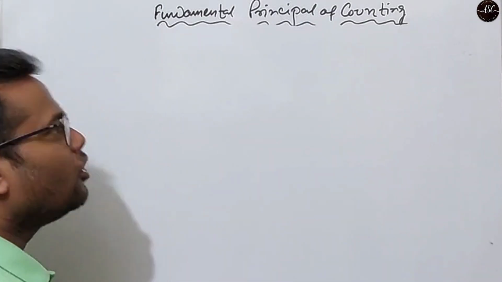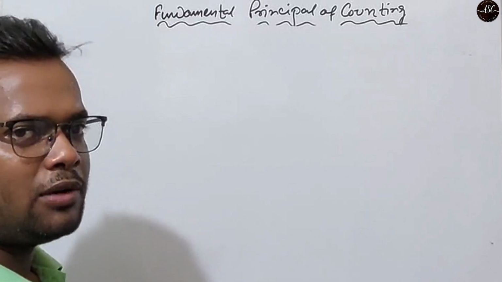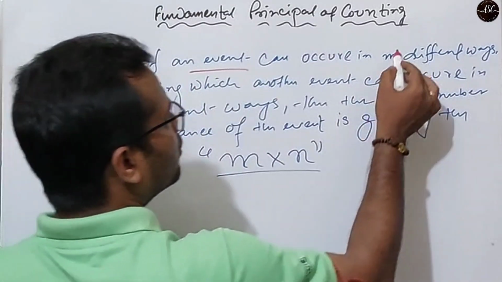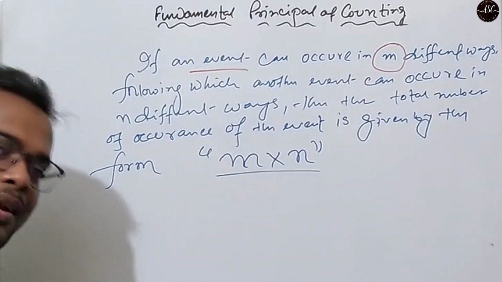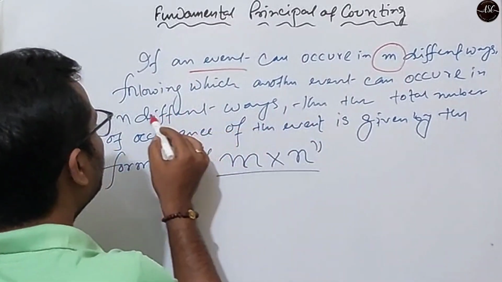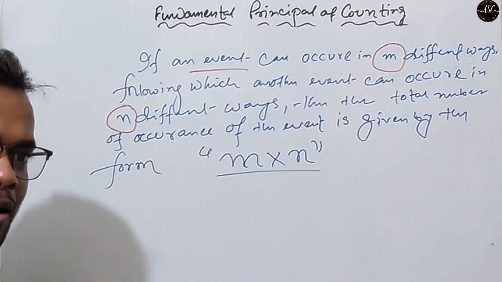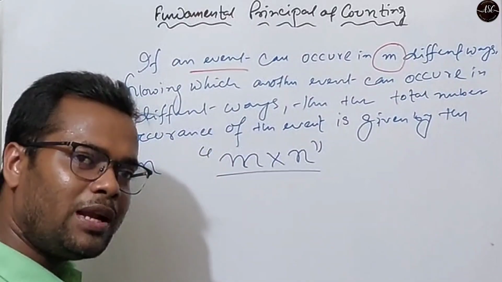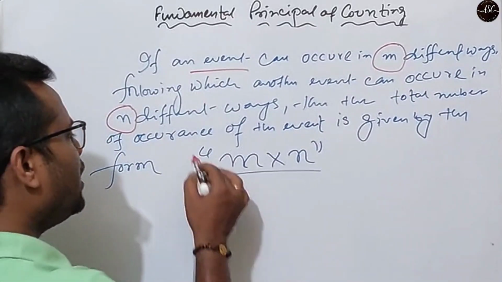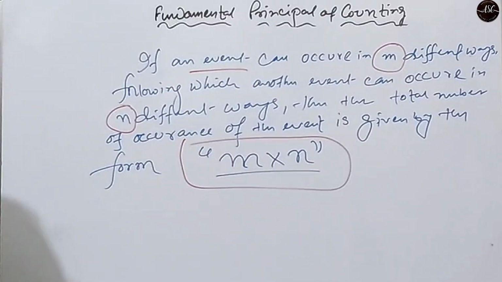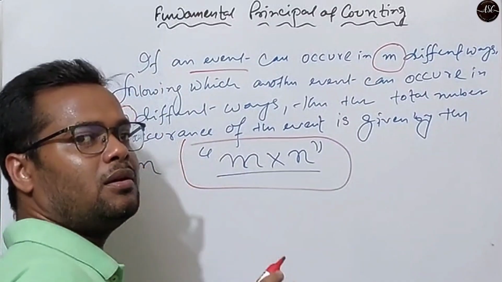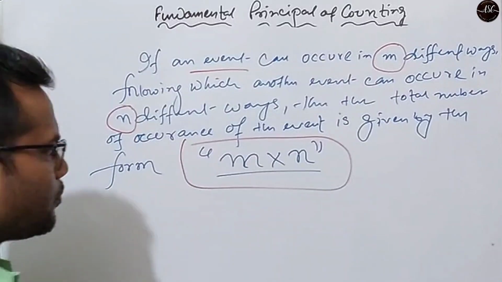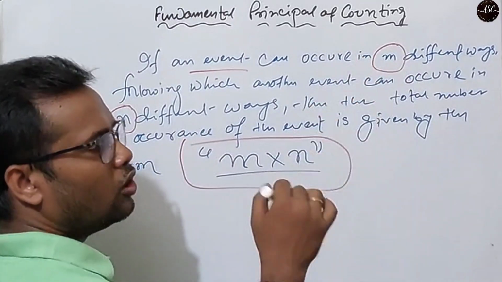In mathematics, we can write the fundamental principle of counting in this way. If an event occurs in m different ways, and another event occurs in n different ways, then the total occurrence of the events, that means possible outcomes, would be m into n. This is a simple method, the multiplication method. Here we get this formula for only 2 events.